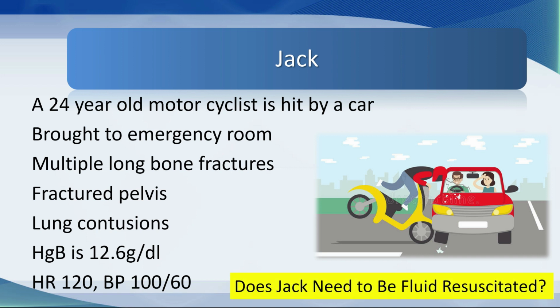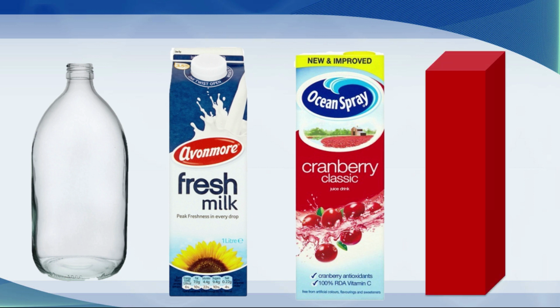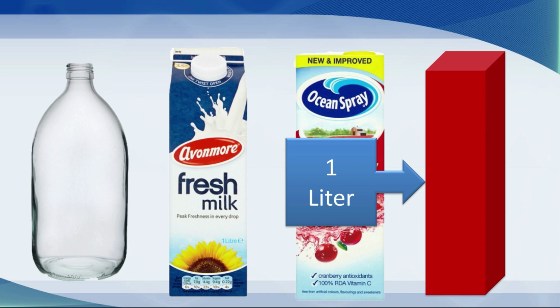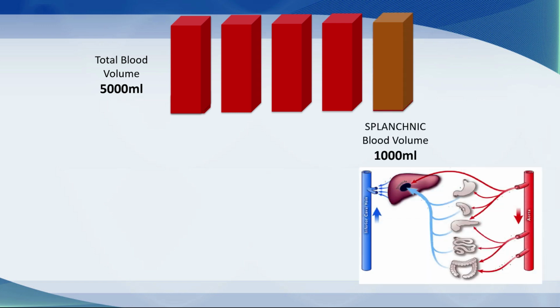Well, to answer this question, we need to look at the macro circulation. Hopefully you're familiar with these. This is a milk carton or a juice carton or a big bottle, and each one of these represents 1 liter, and this red box here is 1 liter. And for the following slides, just think of that box as being 1 liter. First of all, the total volume of blood in the body is 5,000 mils. Of this, 1,000 mils or 20% is in the splanchnic circulation.